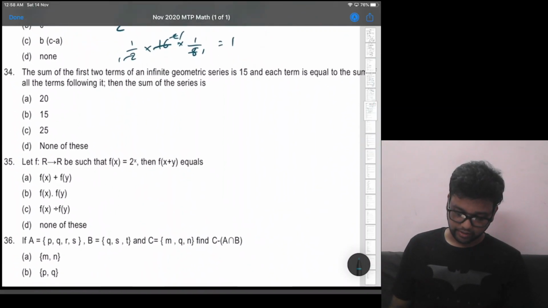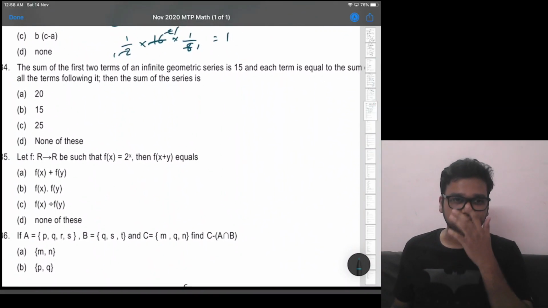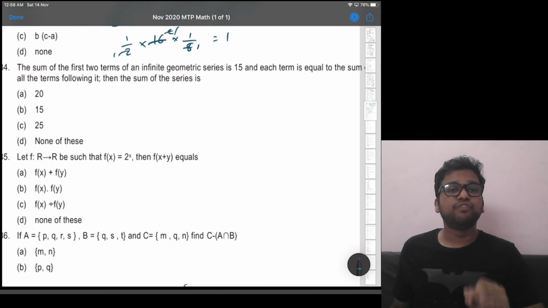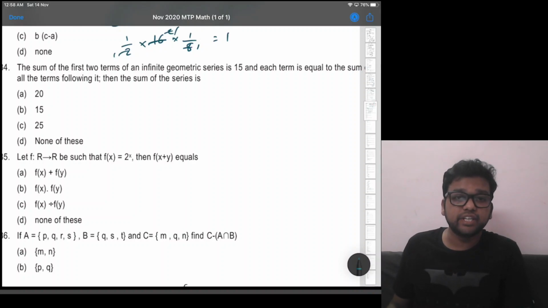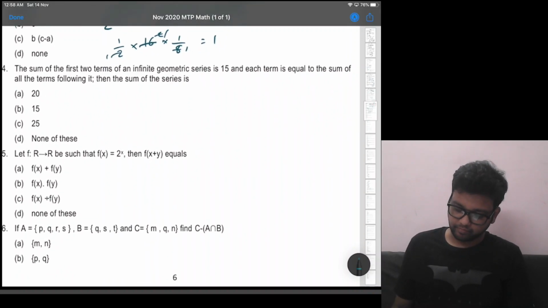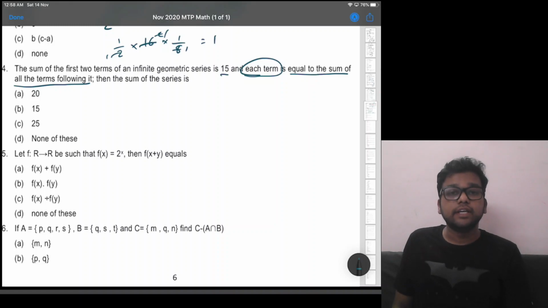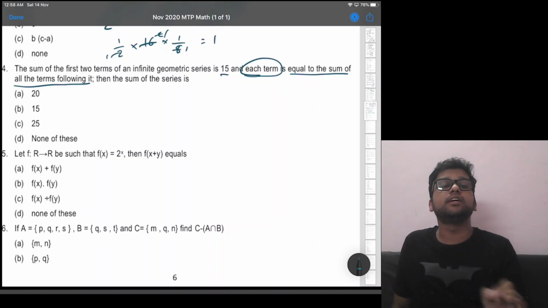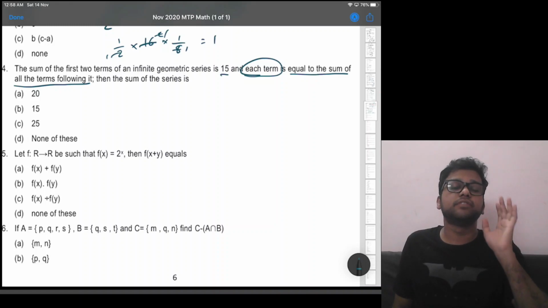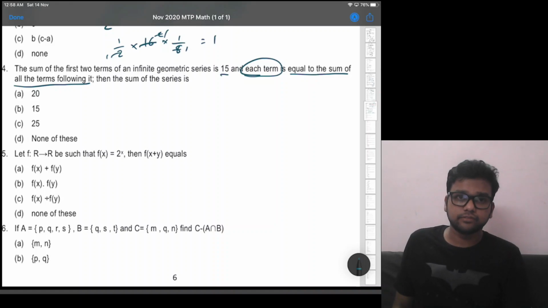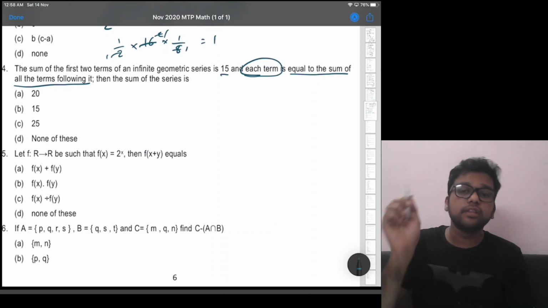Okay. Next. Now this is a good one. Sum of first 2 terms of an infinite GP is 15, and each term is equal to the sum of all the terms following it. Then the sum of the series is what? Each term is equal to the sum of all the terms following it.